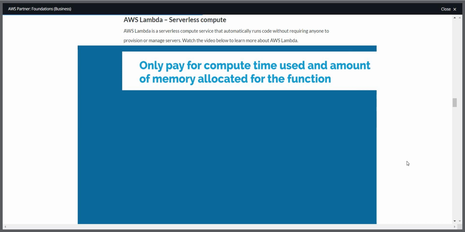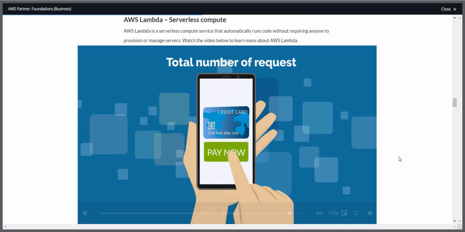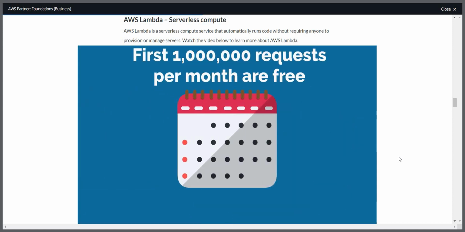There is no charge when their code is not running. Customers are charged for the total number of requests they use across their functions. A customer can run 1 million Lambda functions for free per month.